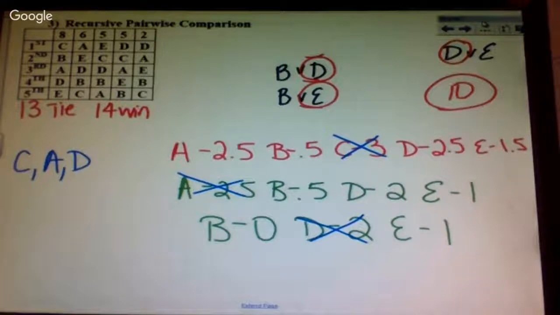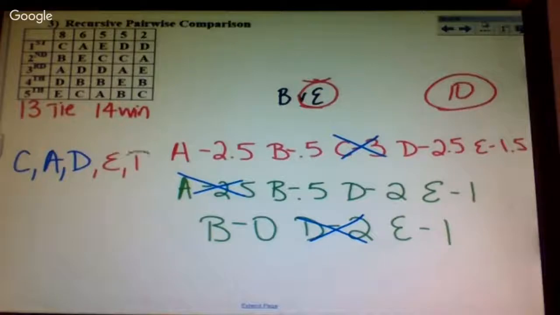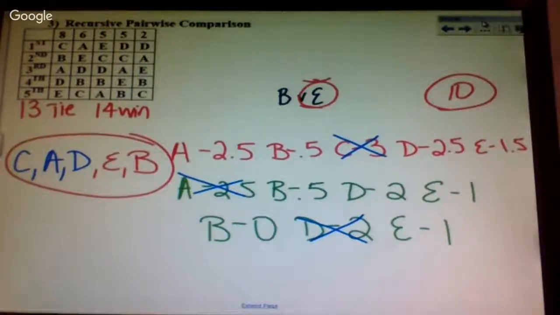Get rid of everything with D. When I get rid of everything with D, who wins, B or E? So E comes next, followed by B. That wasn't so bad. It was a lot of initial grunt work when you had to do the comparison. But once you get that all done, it's smooth sailing from there. And if you want to erase on your test, if you have to do this one, feel free to.